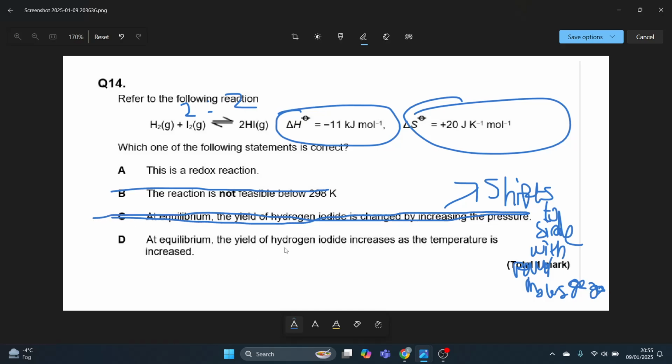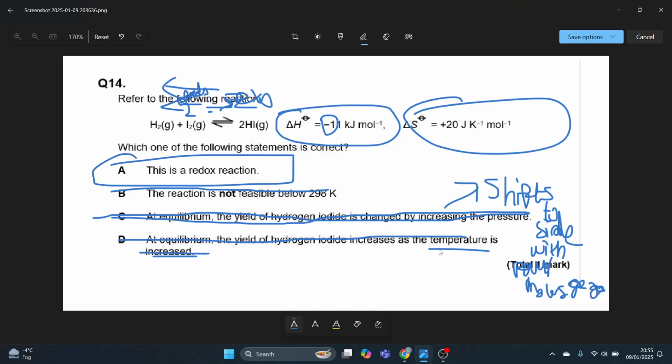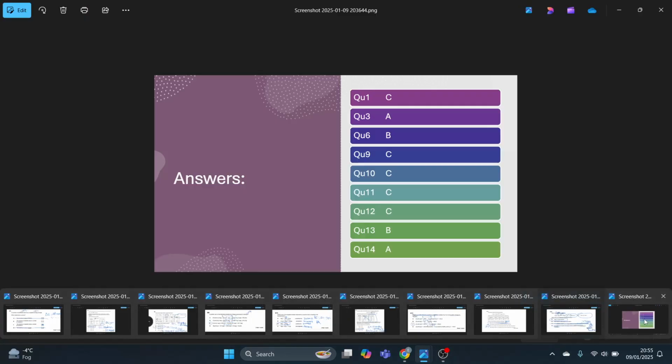At equilibrium, the yield of hydrogen iodide increases with temperature. The forward reaction is exothermic, the backward reaction is endothermic. So if we're increasing the temperature, it's going to shift to the endothermic direction to oppose the increase in temperature, aka decrease the temperature, and therefore hydrogen iodide is not going to increase, it's going to actually decrease. So I'm pretty sure it must be A. This is a redox reaction.